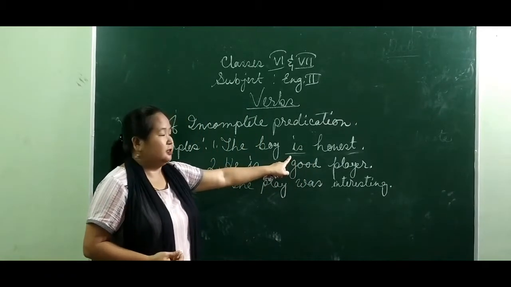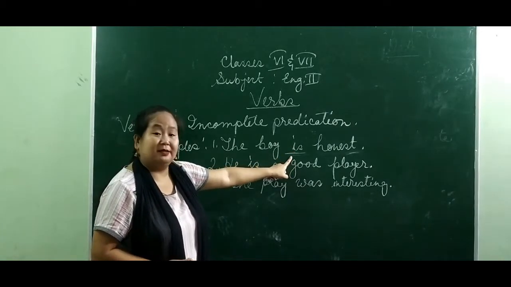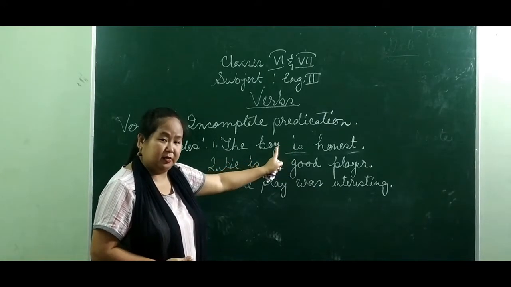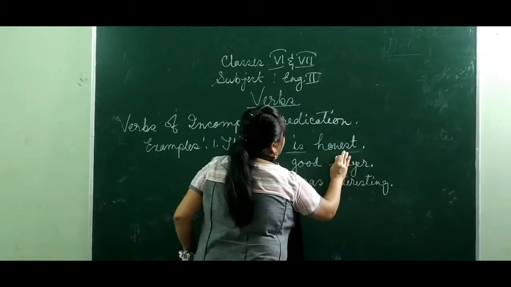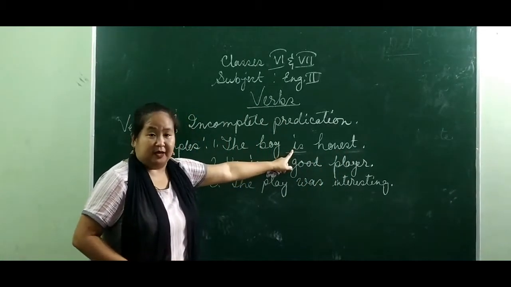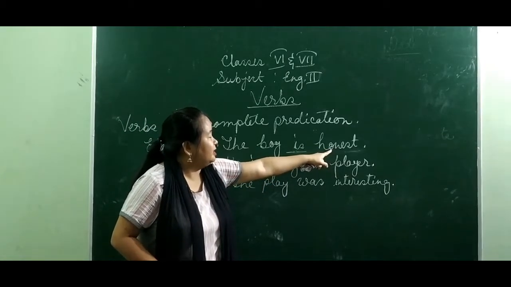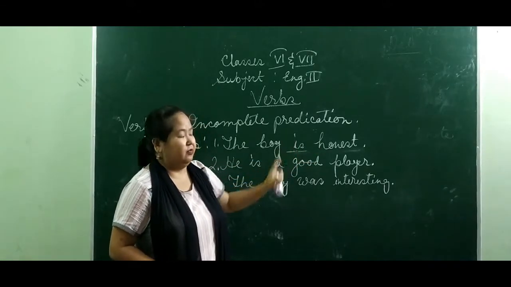The verb "is" doesn't complete its meaning, right? But the verb "is" doesn't take any object. It doesn't require any object to complete its meaning, but it requires some other word. When you add "honest" here, it completes its meaning. The boy is honest. Now, when you add "honest", it completes the meaning of the verb.